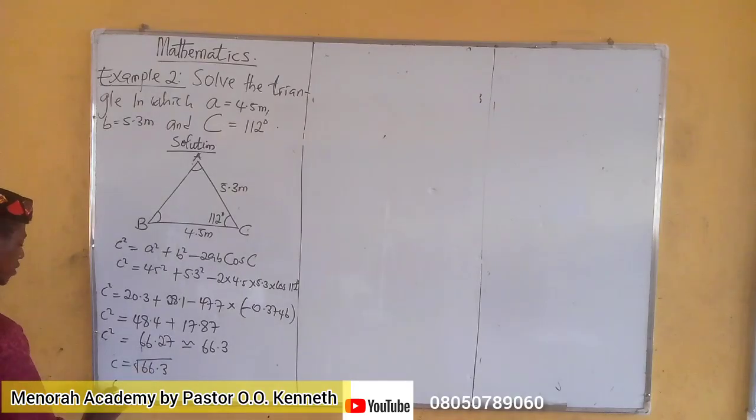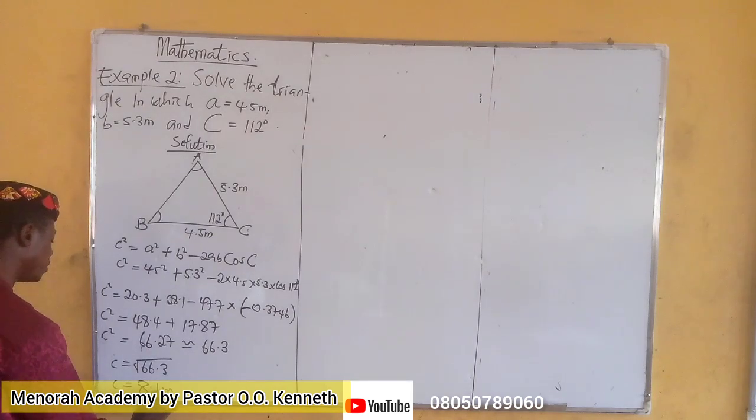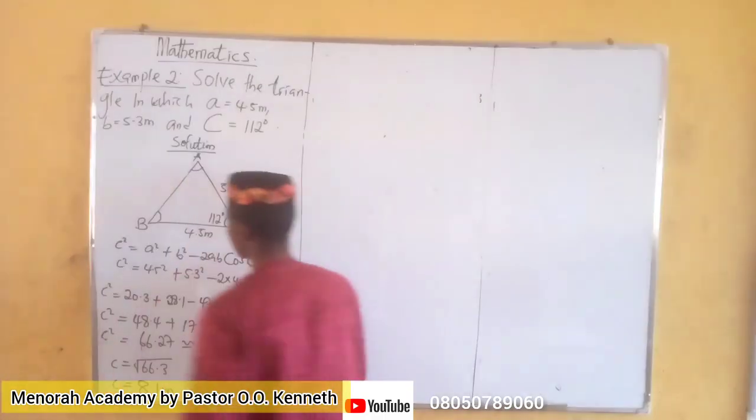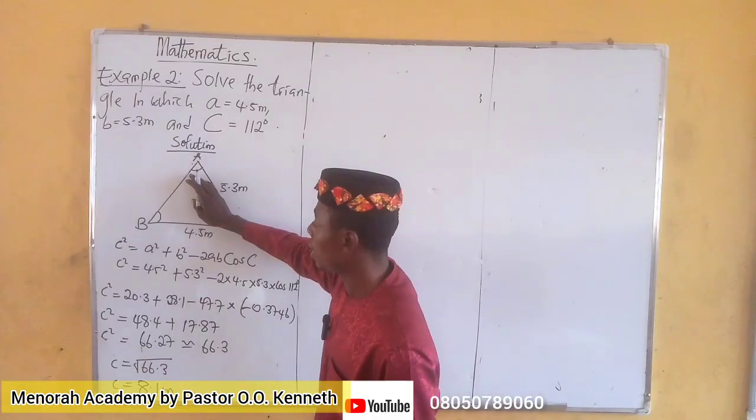So our c now will be equal to what? The square root of 66.3 is going to give me 8.1 meters. So we are putting in our c. The next thing to get down is our angle A.